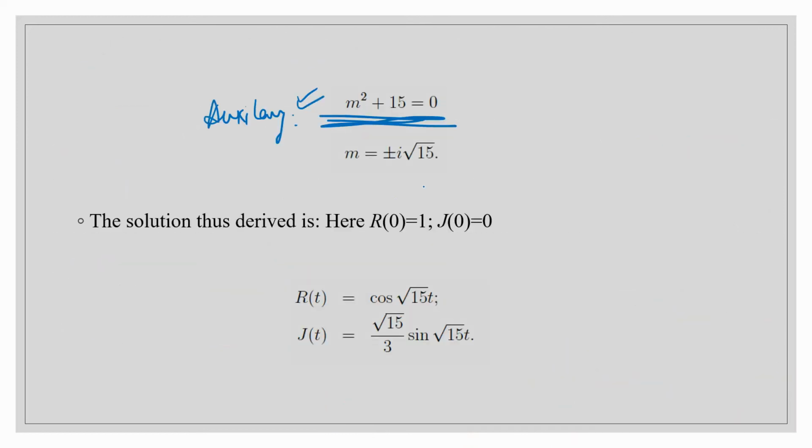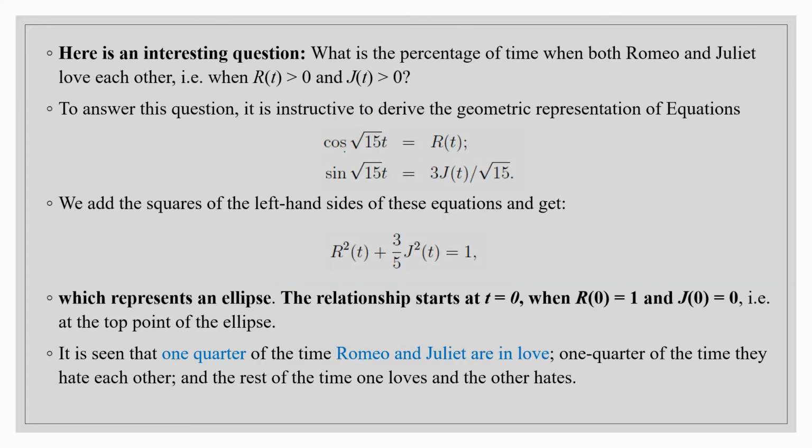So this is the auxiliary equation, and you can see that you will get the roots of this auxiliary equation as this. Now if you put the initial condition that at time t equal to 0, Romeo's intensity of love was 1 and Juliet's was 0, you will get the solution as this. Now you can ask one question: what is the percentage of time when both Romeo and Juliet love each other? This is an interesting question, and it means that the love intensity for both of them is greater than 0.